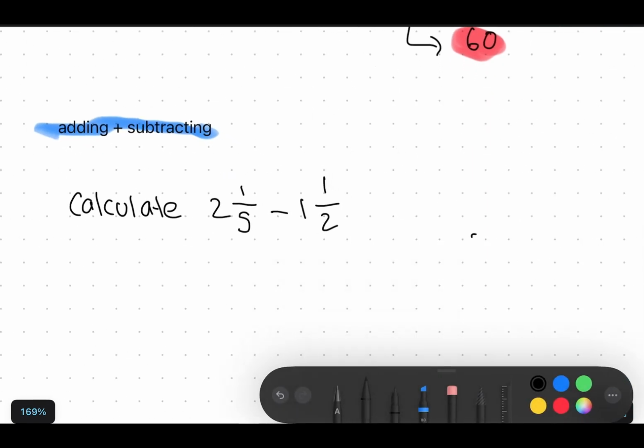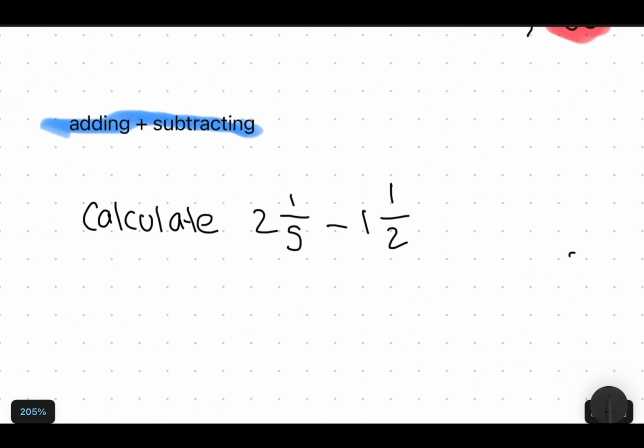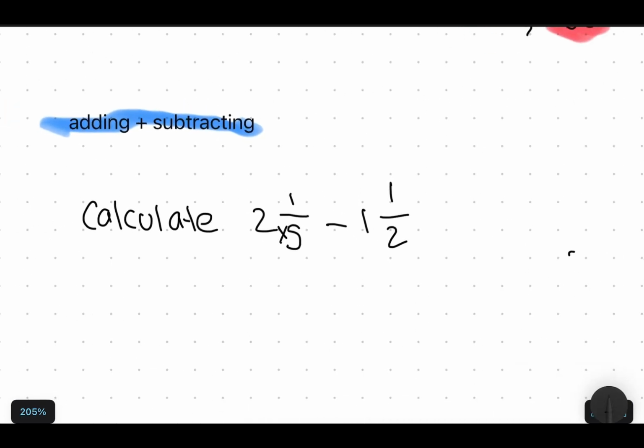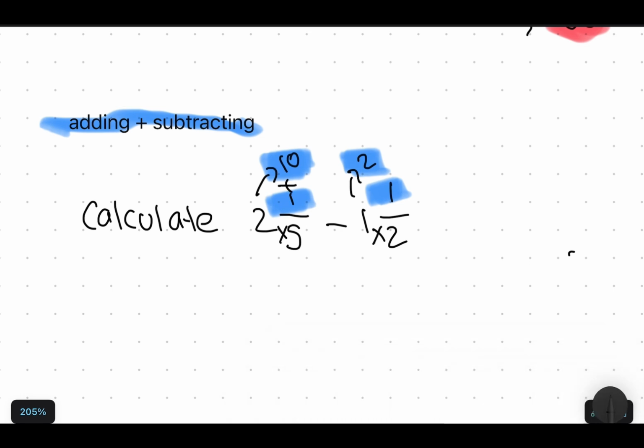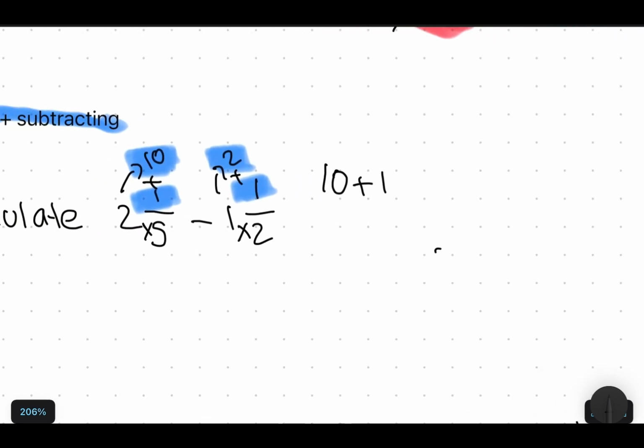As you can see, these two are mixed numbers. As you remember, in our last video, we talked about how you can multiply the denominator and the whole number to get 10, and that gives us 2. And then you add this number with this number. So you add these two numbers, and that gives us 10 plus 1 over 5 and 2 plus 1 over 2.